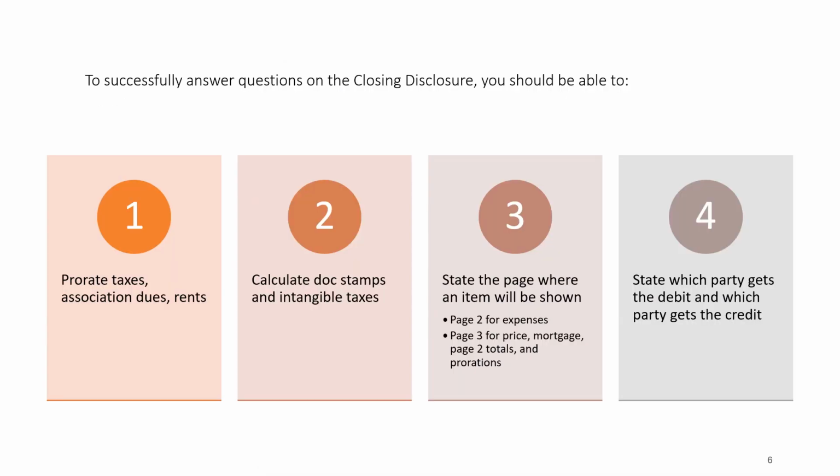To successfully answer questions on the closing disclosure, you should be able to prorate taxes, association dues, and rents, calculate doc stamps and intangible taxes, state the page where an item will be shown, page 2 for expenses, 3 for price and mortgage, 2 for totals and prorations, and be able to state which party gets the debit and which party gets the credit.